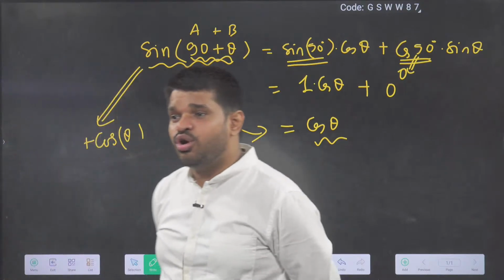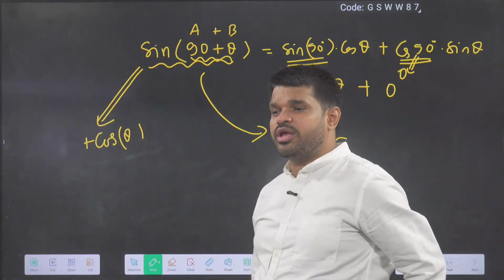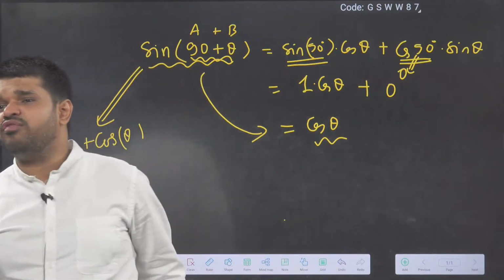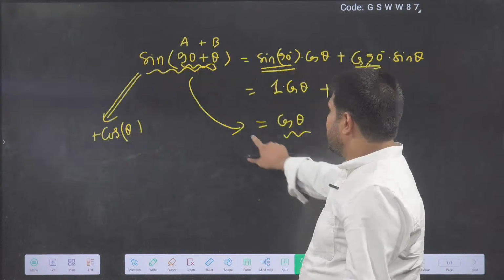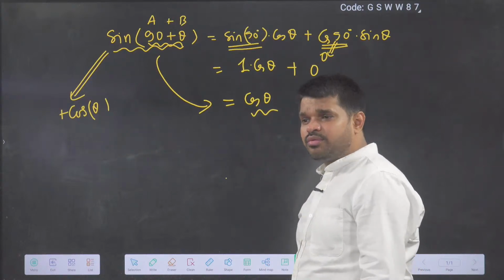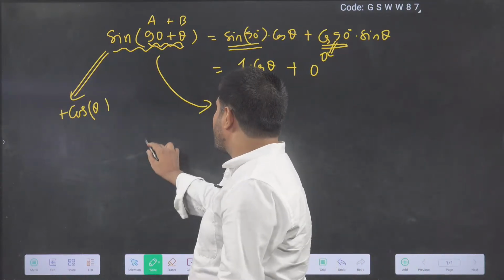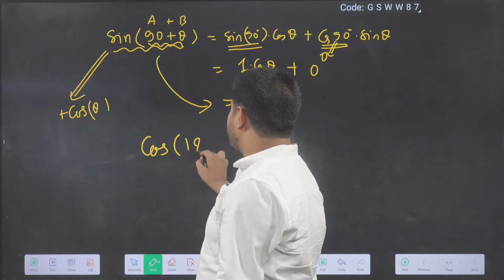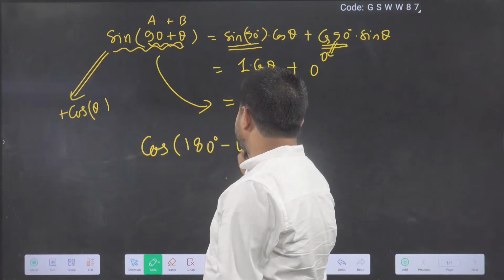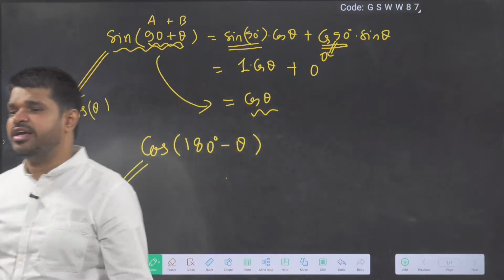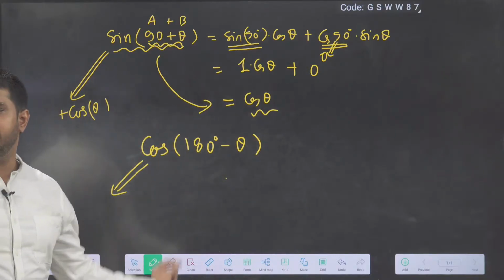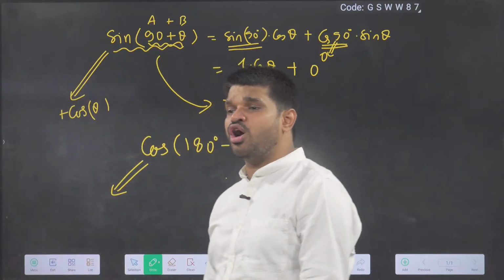Okay, so let's go for one more case. Now cos 180 degrees minus theta. Who will tell me its direct value? First tell me the direct answer, then we will do it by formula also.